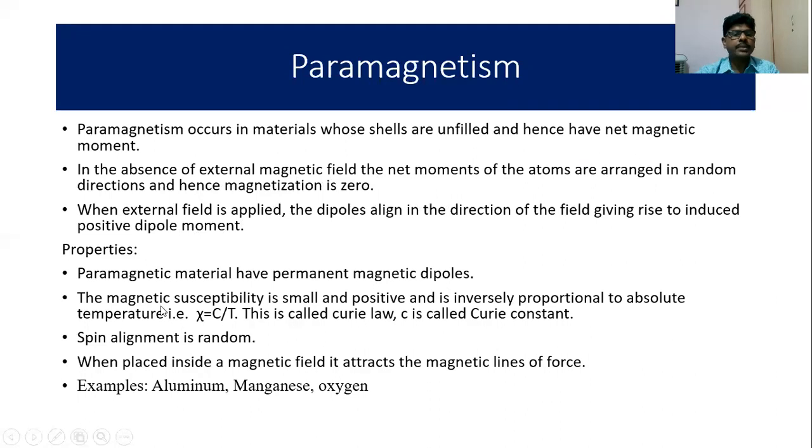What are the properties? Paramagnetic materials have permanent magnetic dipoles. The magnetic susceptibility is small and positive and is inversely proportional to absolute temperature. This is known as Curie law. Spin alignment is random. When placed inside a magnetic field, it attracts the magnetic lines of force. Examples are aluminium, manganese, oxygen.